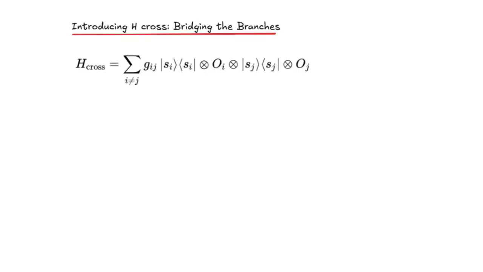The second component is the operator O sub i, which acts on the environment or another subsystem when the system is in that pointer state S sub i. The third component is the outer product of the state S sub j with itself, projecting onto the pointer state labeled S sub j. The fourth component is the operator O sub j, which acts on the environment or subsystem associated with that state S sub j. When we add up all these terms for every pair of different indices i and j, we obtain H sub cross, an operator that represents the interactions or couplings between distinct pointer states through their associated environmental operators.